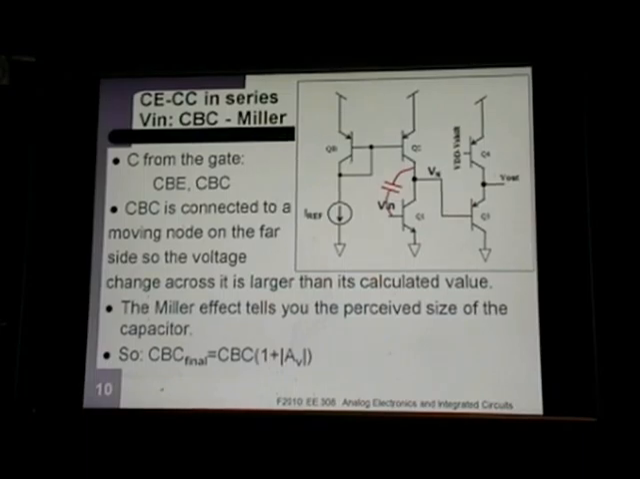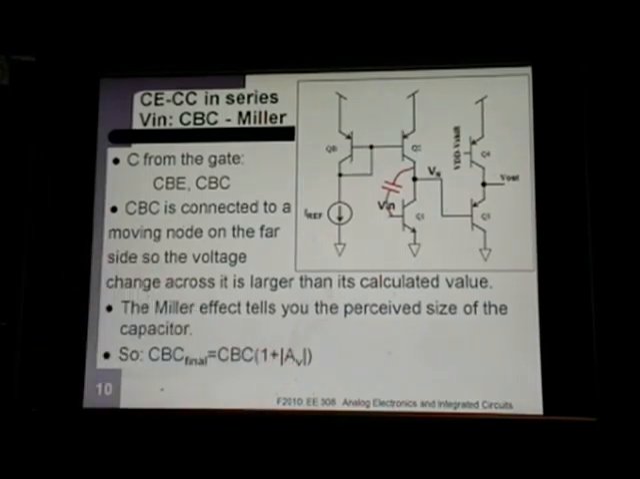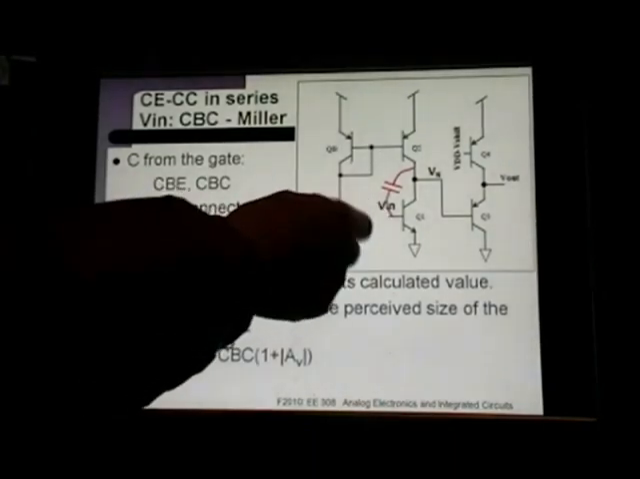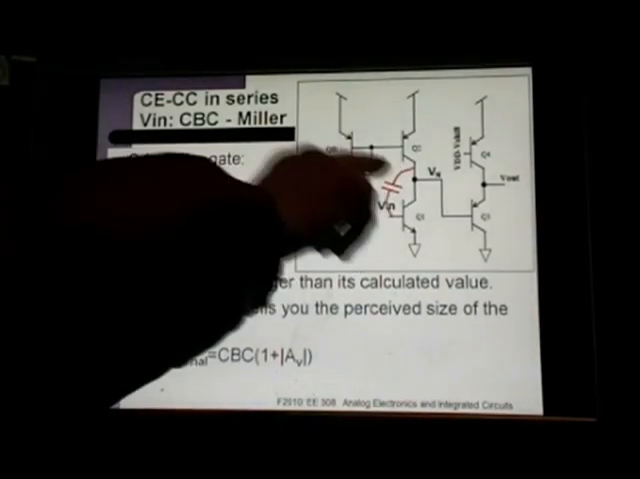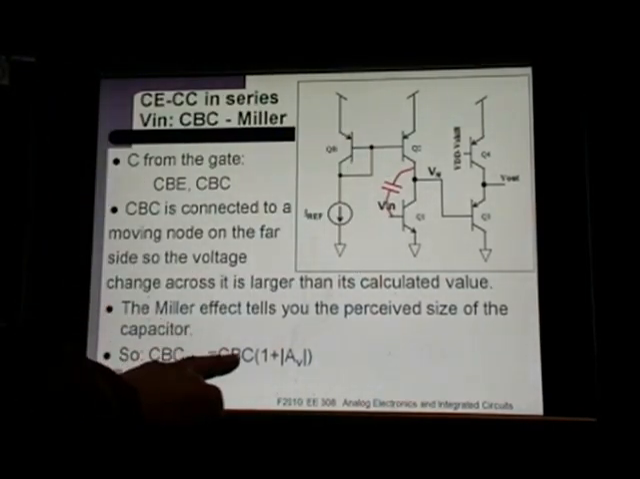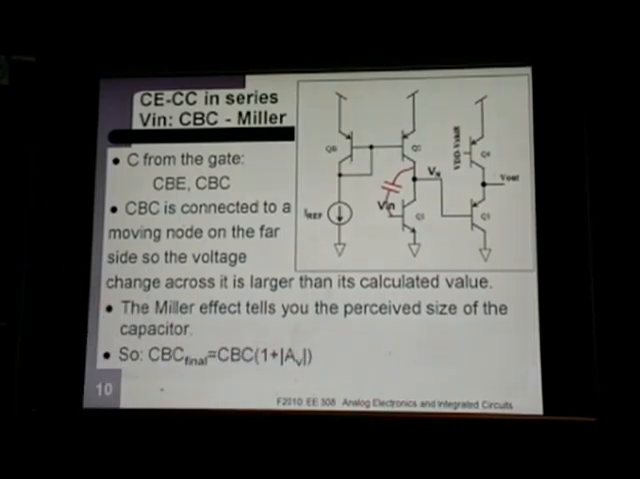And how much bigger? Well, the output moves up by AV, and let's say you move Vin by delta V. The input moves delta V in one direction, the output moves AV delta V in the other direction. So we have a net change of voltage across there of that delta V times 1 plus the absolute value of AV. And even though Vin is just moving delta V, the actual capacitance right there is perceived as whatever the capacitance that you calculated times 1 plus AV. And that's the Miller effect.